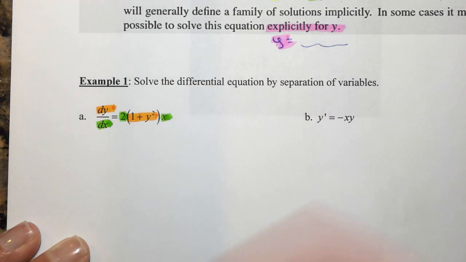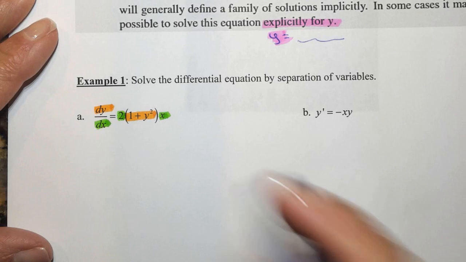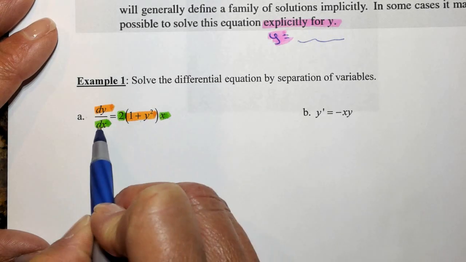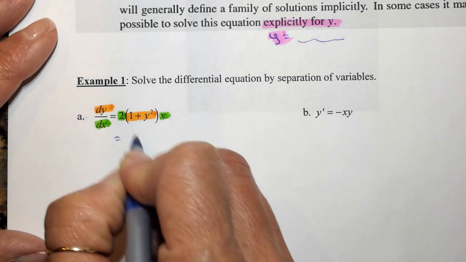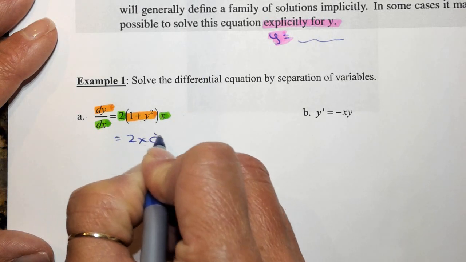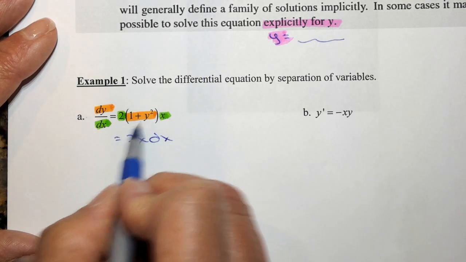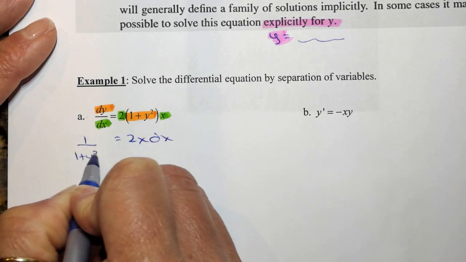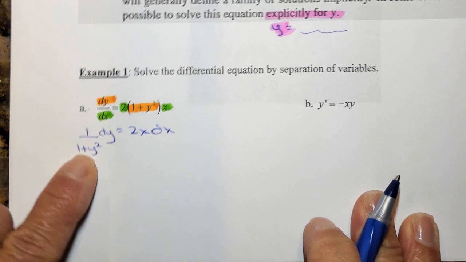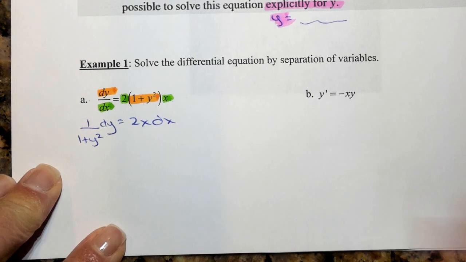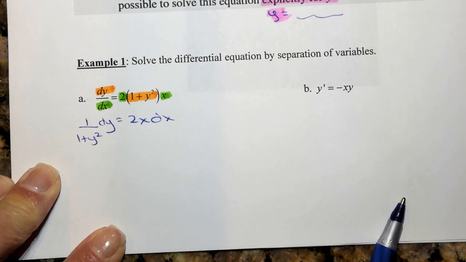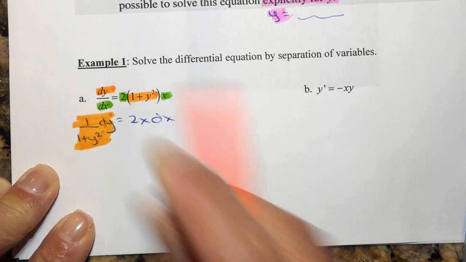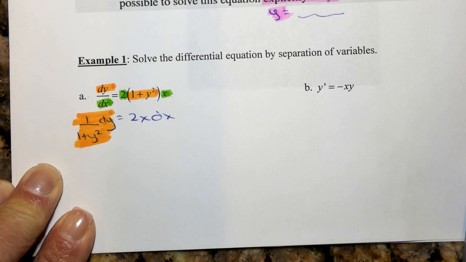Okay. So what we want to do is get this over here, meaning orange with orange, and get this over here. So we would multiply by dx, which means on the right-hand side I'm going to have 2x dx, okay? And then on the left I would have 1 over 1 plus y squared dy. Now if you look here, I hope you recognize this, but what this means is when you integrate, I have all my orange together, and I have all my green together.